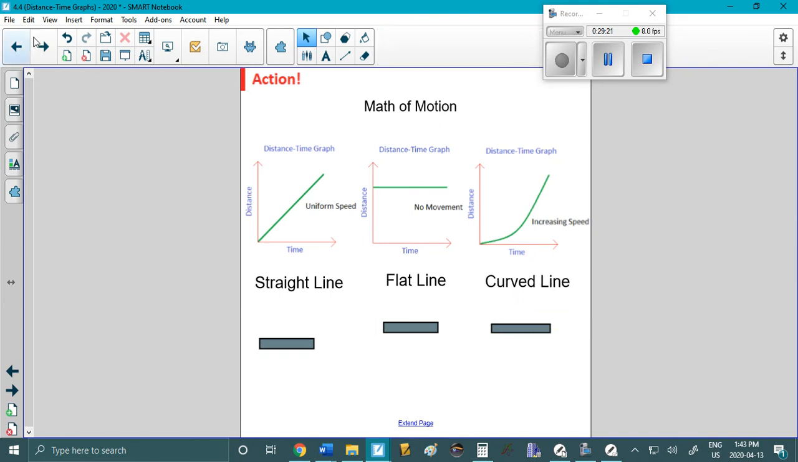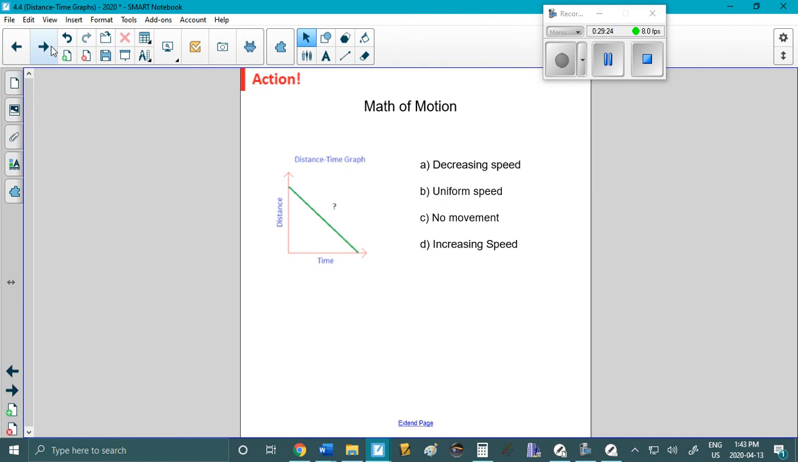And now let's do a few quick little questions. Okay, so I would like you to pause it and choose whether you think the answer to this is A, B, C, or D. So please pause now.